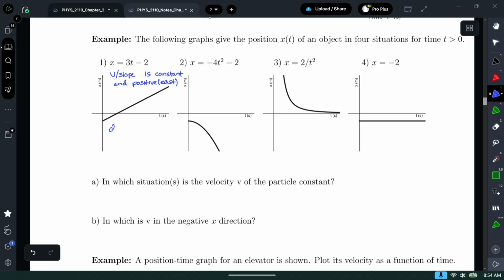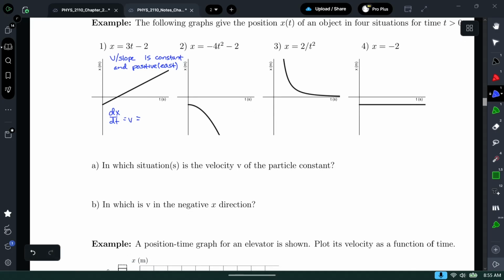Now I actually evaluate the derivative, because that gives me velocity. What is the derivative of 3t minus 2? 3. 3. And I might even throw in a positive. Wow. It's positive, and it's constant.